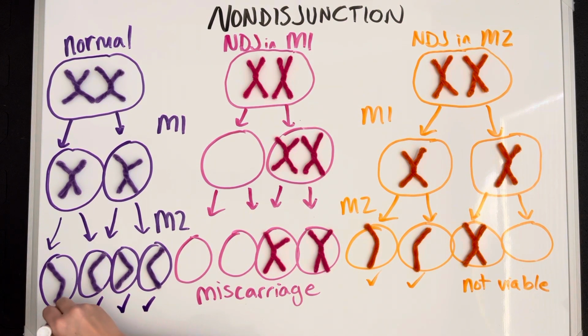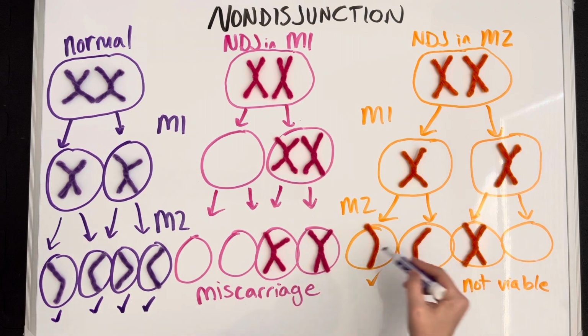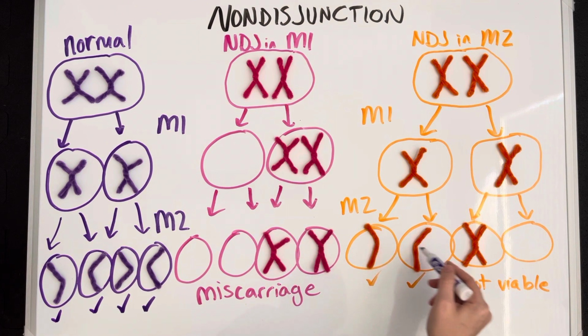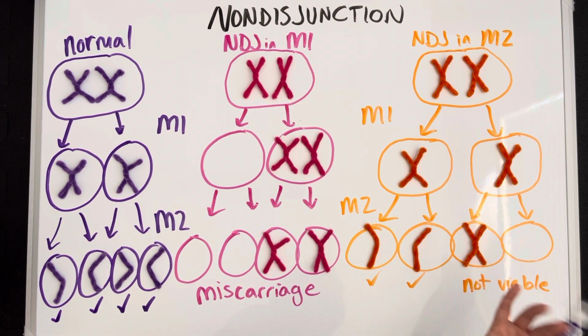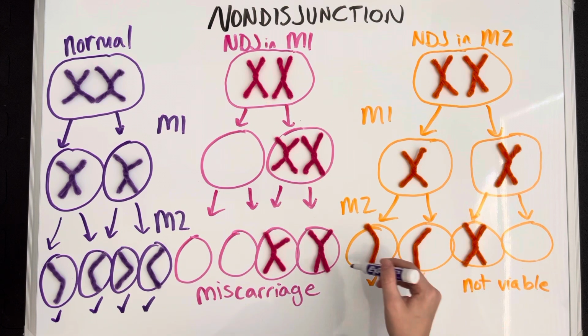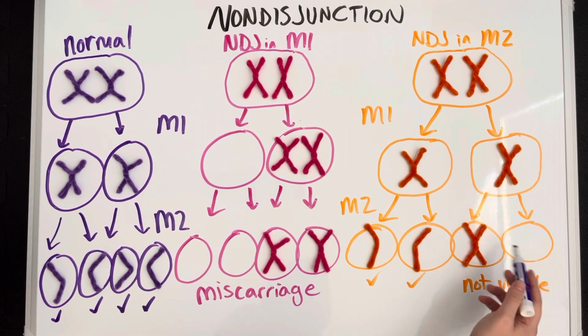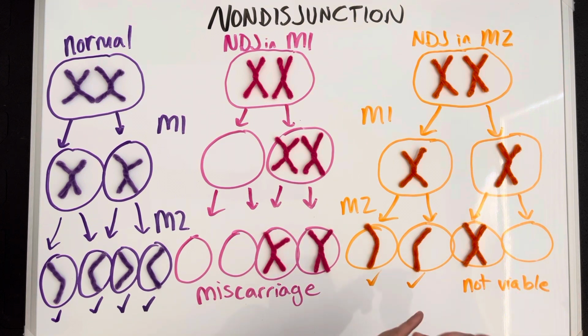So it would really just depend on which one of these was the egg. If it was one of these, we're good. If it's one of those, we're not good. And in sperm, either one of these are good sperm, either of these are not good sperm. So if the sperm were not carrying the right amount of DNA, then maybe you would struggle with pregnancy as well. That's non-disjunction.